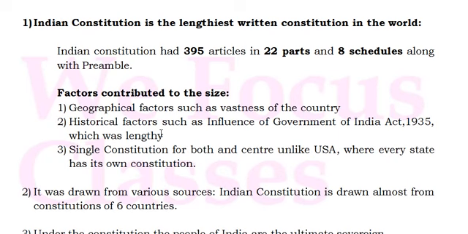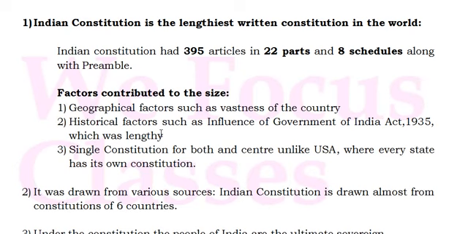They may ask what the factors were that contributed to the constitution becoming the lengthiest. One is geographical factors, such as the vastness of the country. You can imagine, from Kashmir to Kanyakumari and east to west, this is a very big and very diverse country. There are many languages and many people living here. All the aspirations of the people have to be enshrined in the constitution. So it took time, and the number of pages, parts and articles increased. That is one factor.